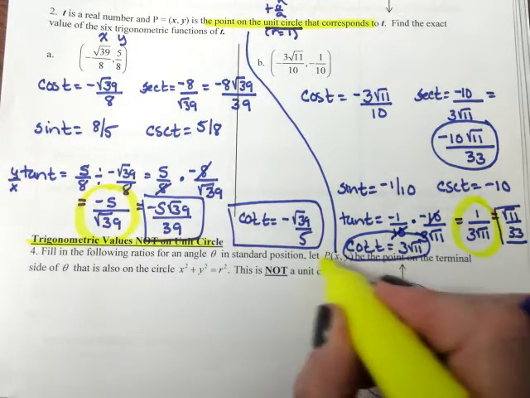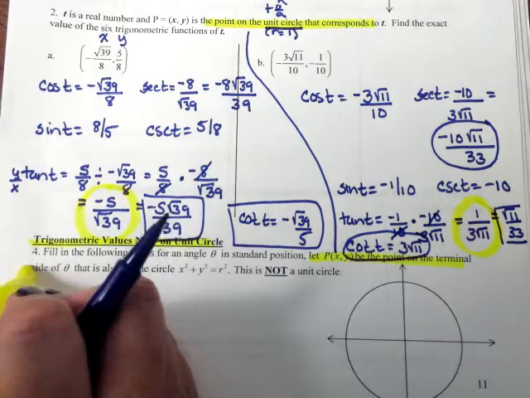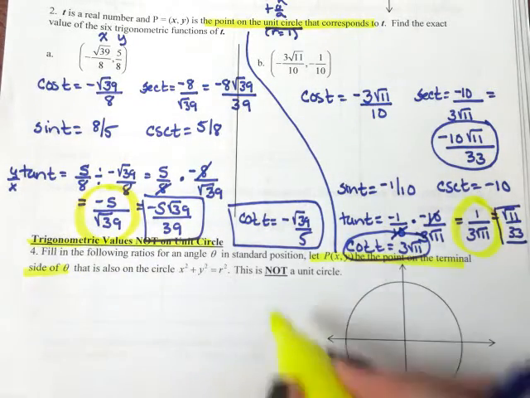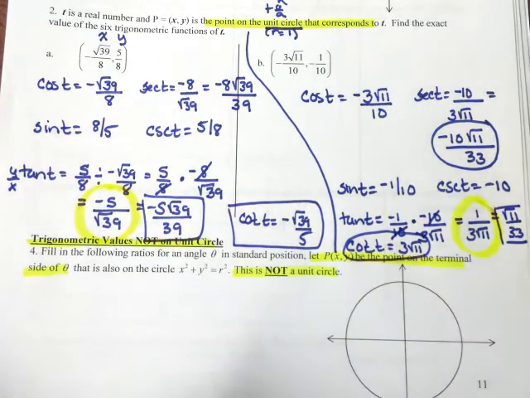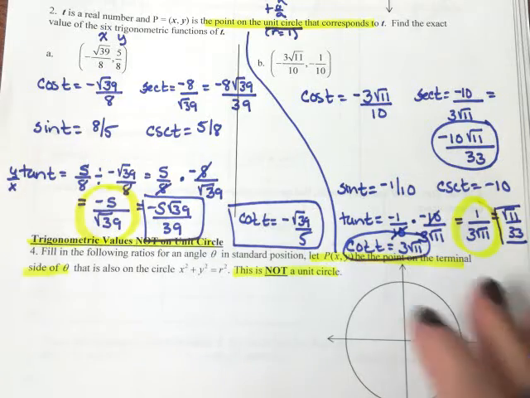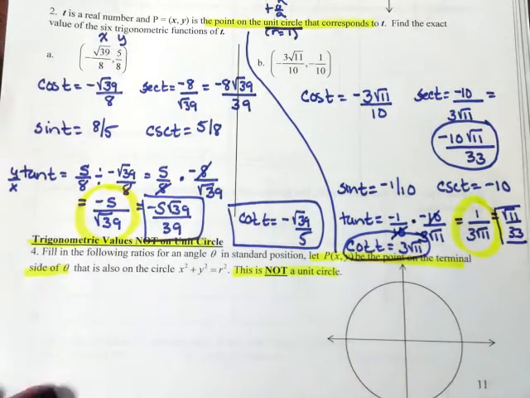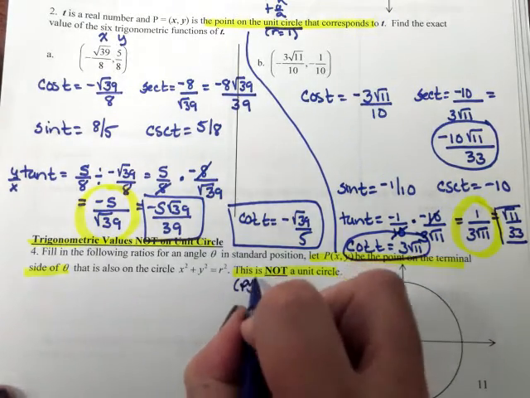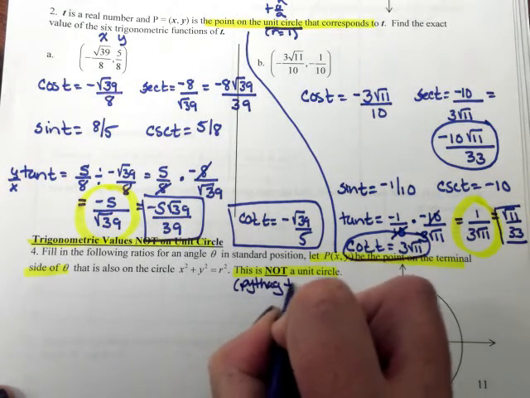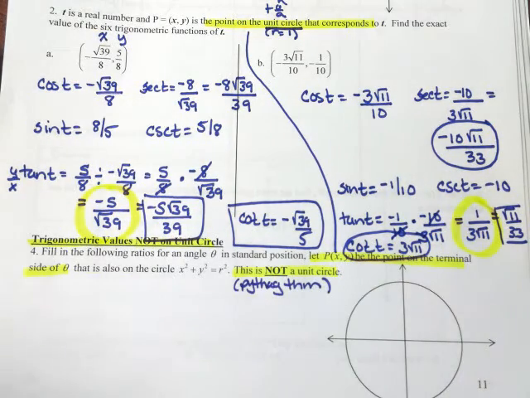Again, all you know is that you have a point on the terminal side of theta. Notice they're not telling you anywhere it's a unit circle. So we cannot assume that the hypotenuse is 1. This is where you may have to use your Pythagorean theorem to help you find the radius of the circle, which would then turn out to be the hypotenuse.